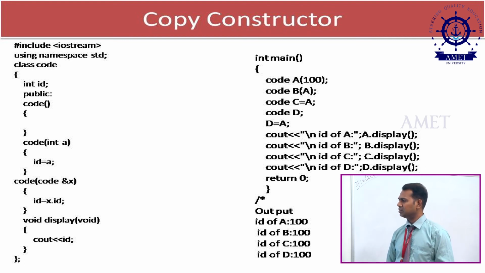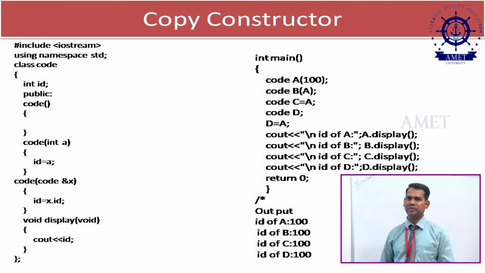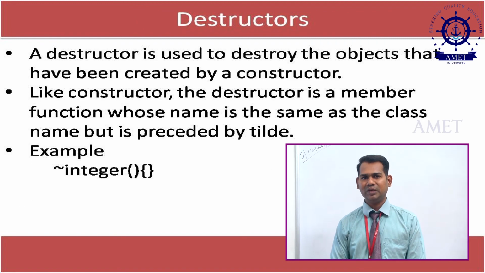So the idea is the complete copy of one object will be copied into another object. For example, if object A has 100 data members, and if you perform a copy constructor, all 100 data members will be copied to another object. So a duplicate copy will happen, and you can reuse those copies whenever you require. With that, we'll be moving to the concept of a destructor.